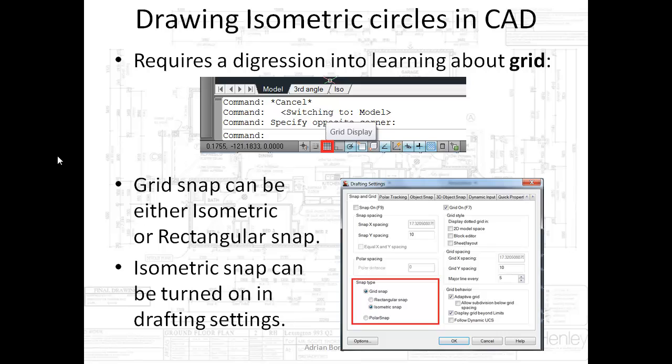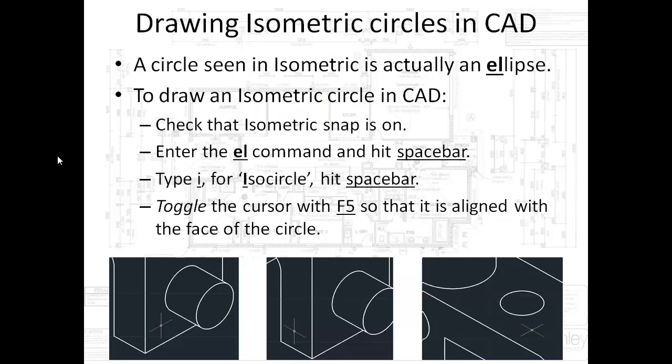Okay, so once we've changed that setting to isometric snap, we're ready to start drawing an isometric circle. As I mentioned, a circle seen in isometric is an ellipse, and when we want to draw this isometric circle in AutoCAD, we don't use the circle command, we actually use the ellipse command. So EL is the shortcut command for ellipse, and once you've got isometric snap on and start EL, the ellipse command, you're able to then make a selection within ellipse for an ISO circle.